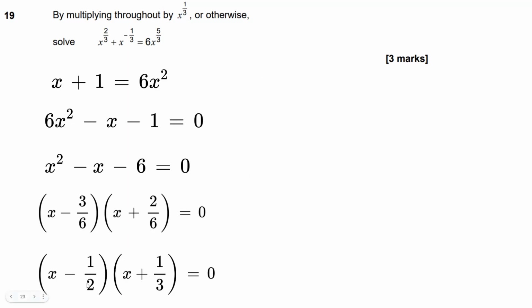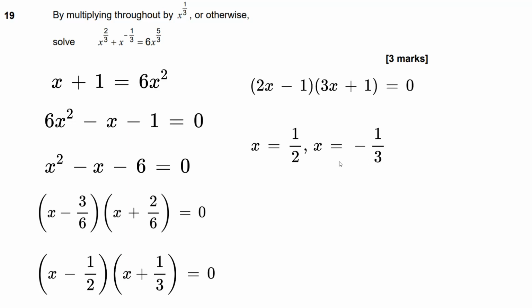And if it doesn't simplify to give you an integer any further, just bring the 2 over here. Bring whatever the denominator is over here. Likewise for this, so bring that over there to get that. Both of these equal 0, so x equals a half, x equals minus 1/3. That's your answer. Those are your answers.